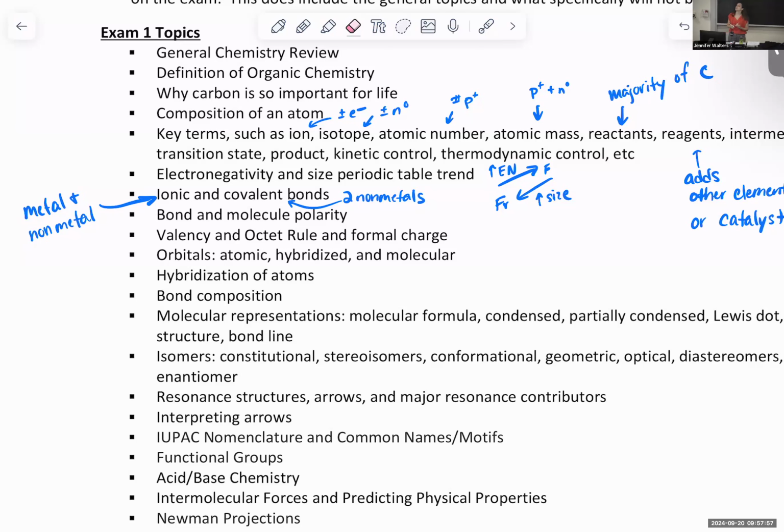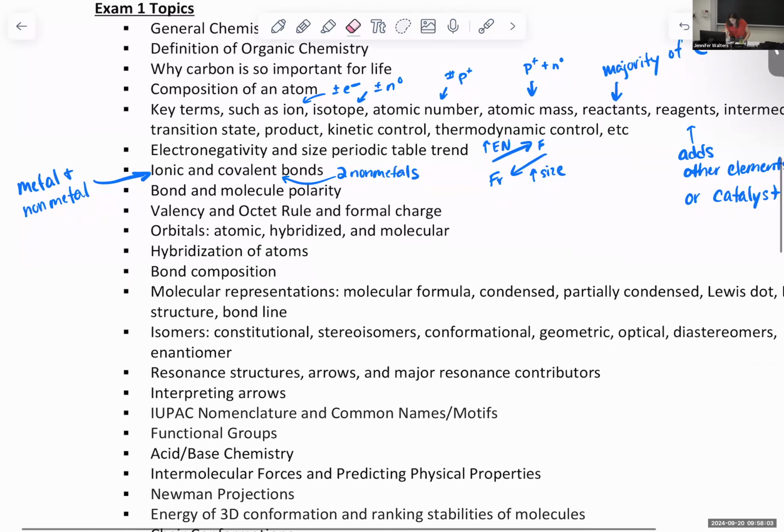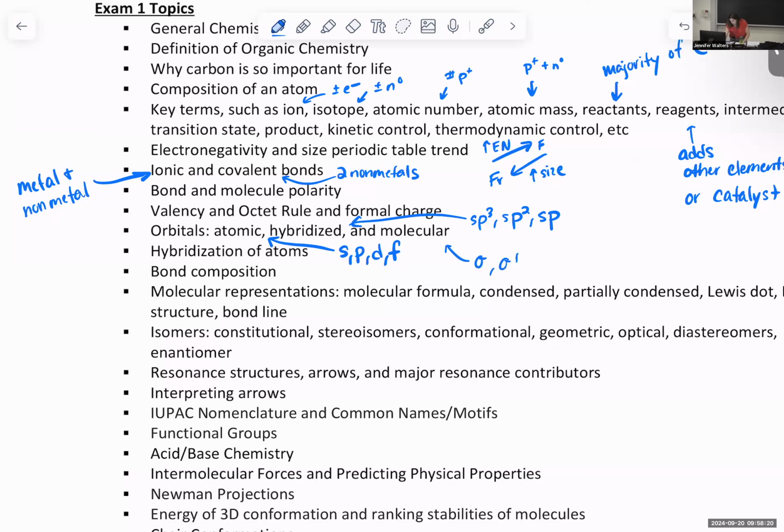how to calculate the formal charges. That is your periodic table number of valence electrons minus the dots minus the lines. With our orbitals, remember that your orbitals, your atomic orbitals, are s, p, d, and f. Your hybridized atomic, that's your sp3, sp2, and sp. Then your molecular are the sigma, sigma star, pi, and pi star.